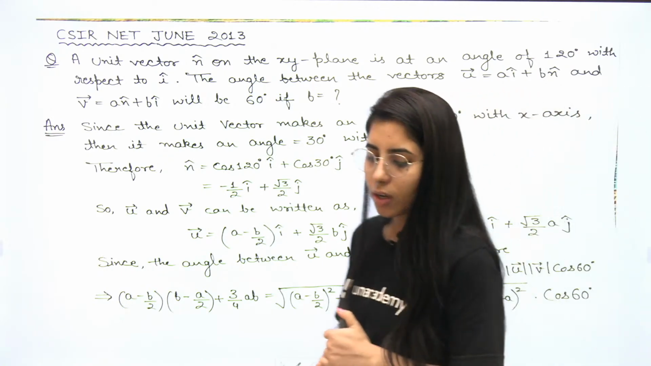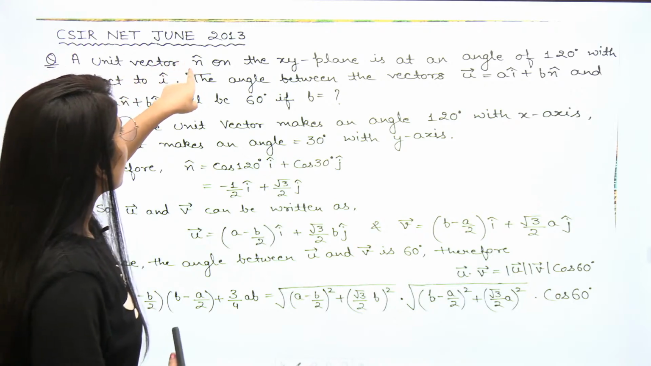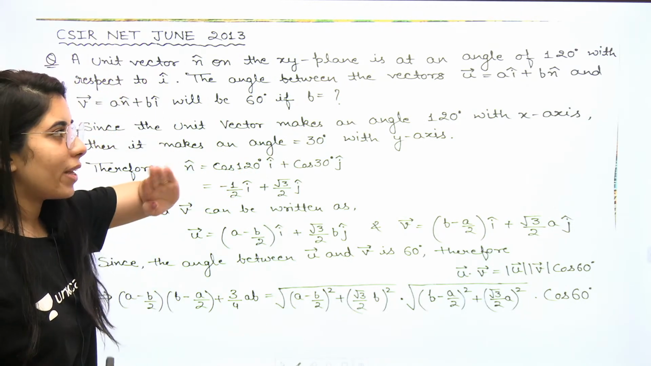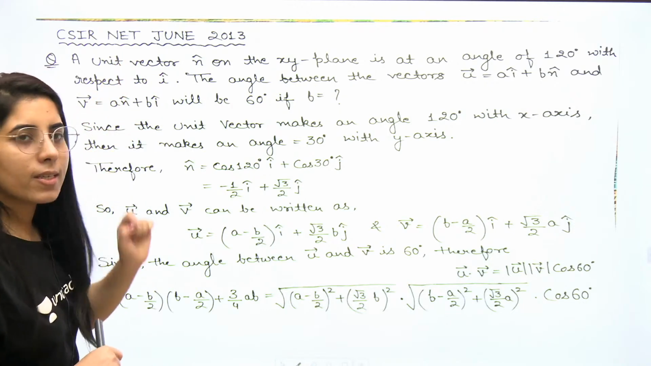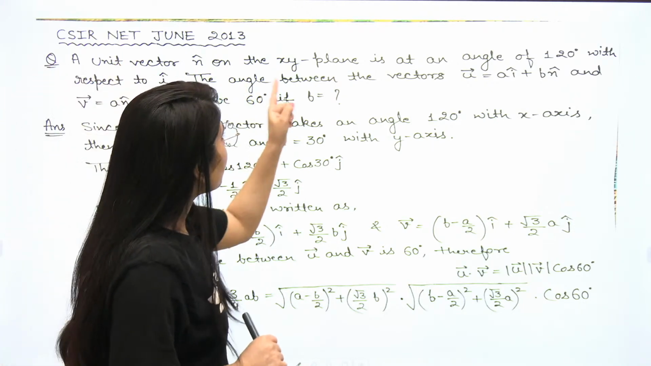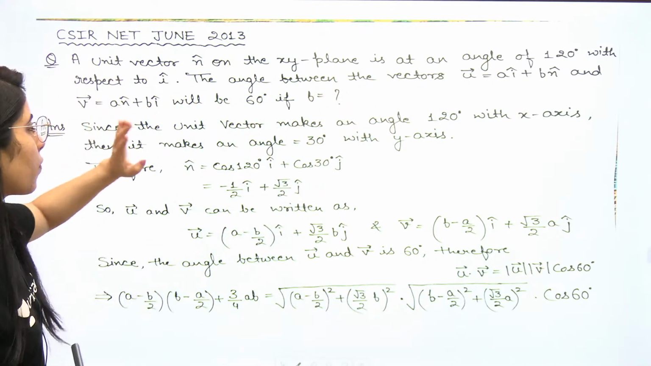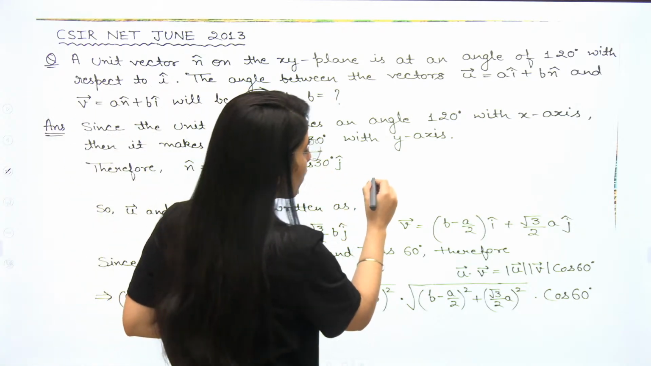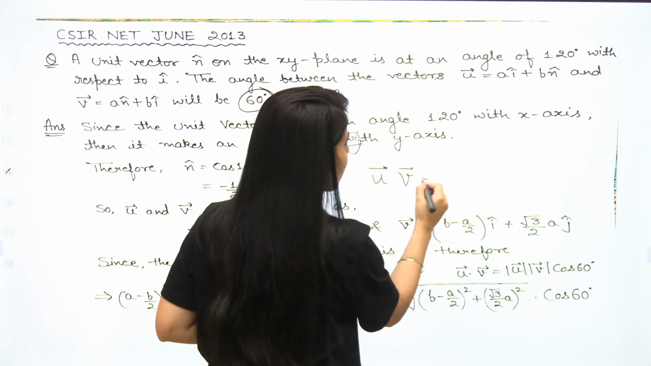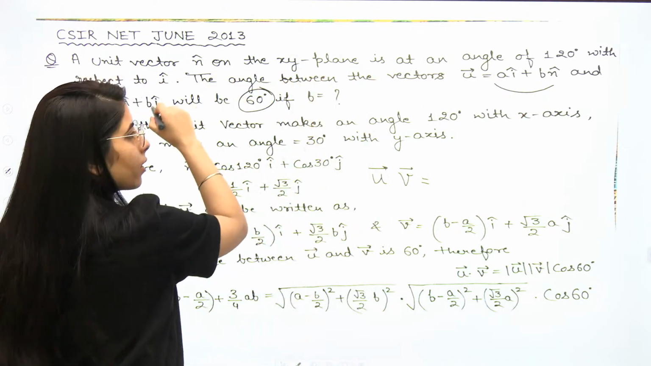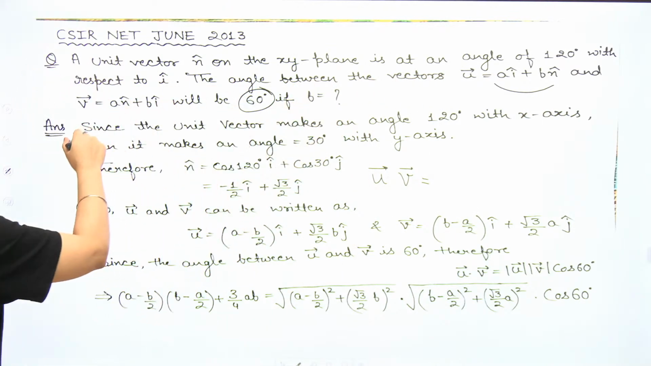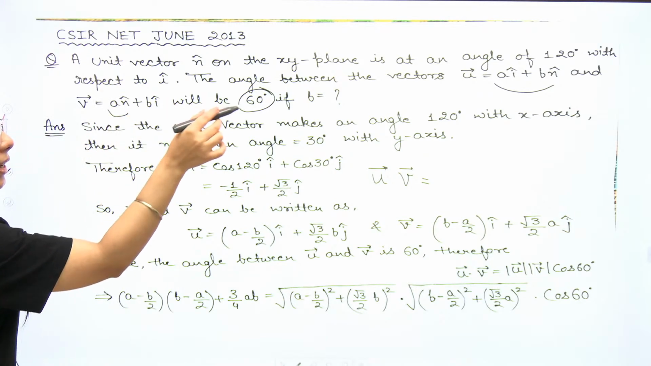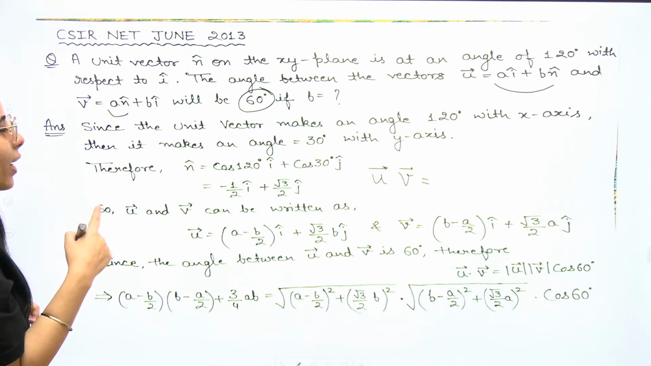See, if we are going to talk about this question, the question is a unit vector n on the xy plane is at an angle of 120 degrees with respect to I cap. That means the angle between unit vector n and unit vector I is equal to 120 degrees. The angle between the vectors u and v you need to find. Basically they have provided the information that this angle is 60 degrees. So if you find u dot v, they have been given in this form, a with b, ab plus b with a, or even the angle between a and this n, a I and a n. When you take their dot product, you will get a square I dot n is equal to what?